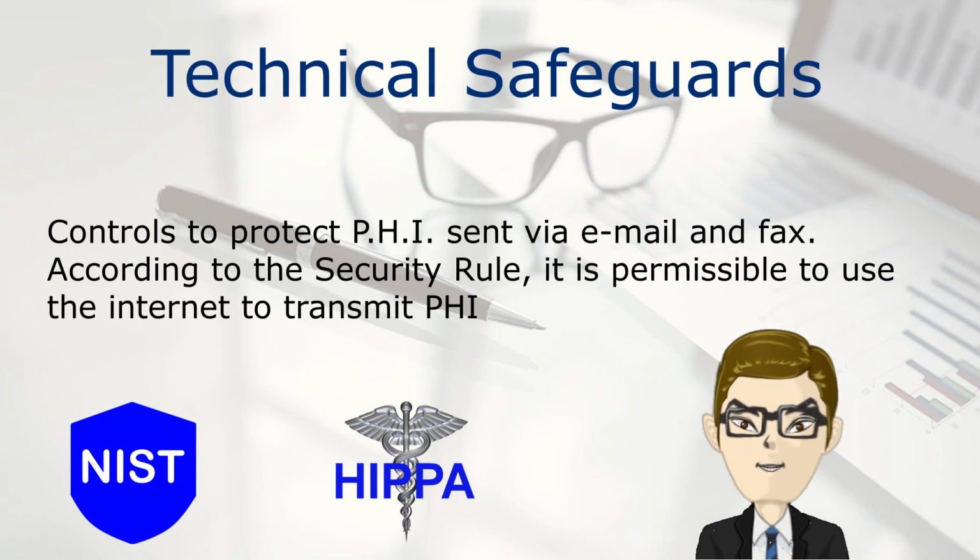According to the security rule, it is permissible to use the internet to transmit PHI. An acceptable method of encryption must be used and appropriate authentication procedures followed to ensure correct identification of the sender and receiver. Faxes are not considered to be covered transactions by the security rule.